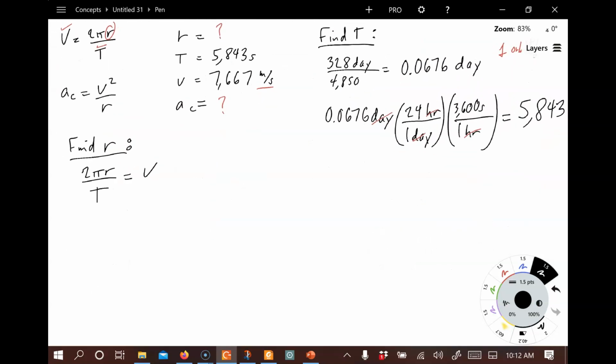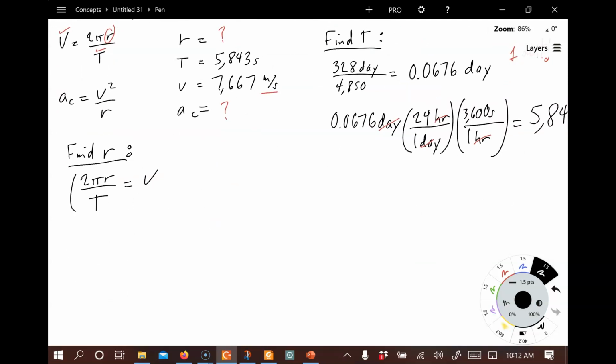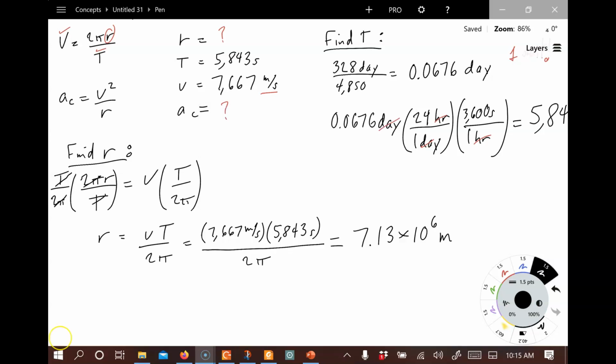At this point, we're just going to do a little bit of algebra. Let's multiply both sides by T over 2 pi in order to isolate the r. We cancel out the 2 pi, cancel out the T, and we find that r is equal to vT over 2 pi. Inserting our numbers and canceling our units out, we end up with 7.13 times 10 to the 6th meters. In other words, a little bit more than 7 million meters is the radial distance of the orbit for the International Space Station.